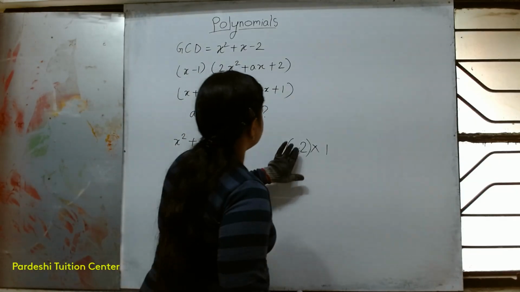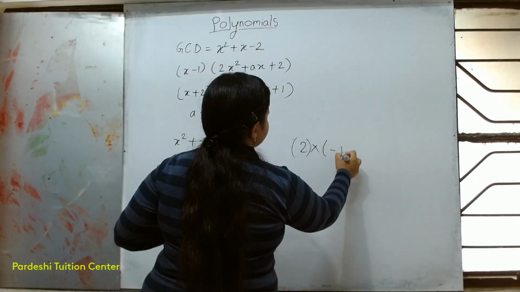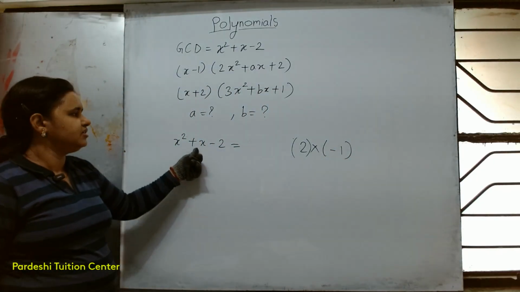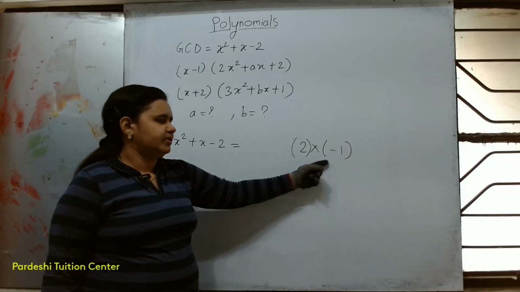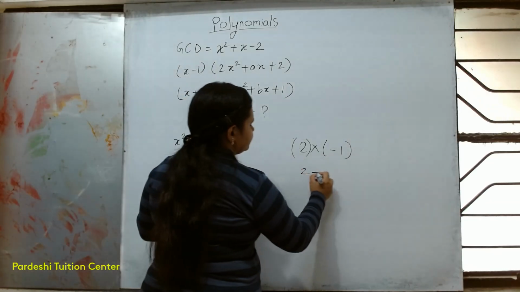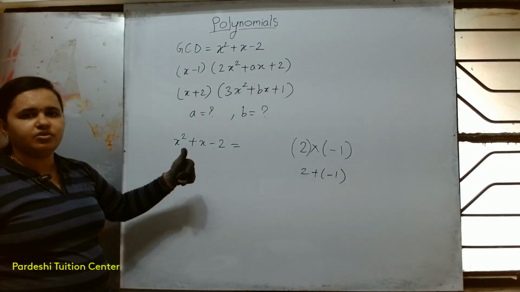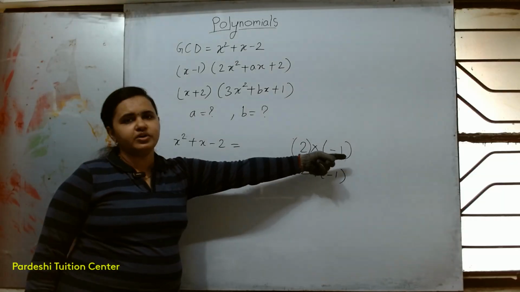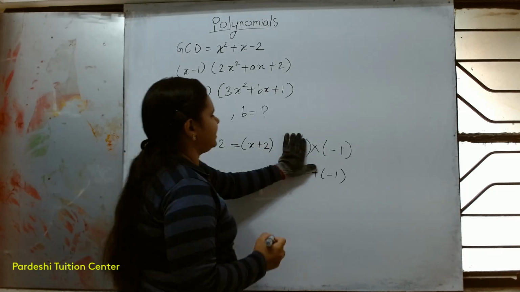I have to take the smaller number as minus because the sum is plus. Okay, 2 into minus 1 is minus 2 and 2 plus minus 1 is 1. So those two numbers are 2 and minus 1. So the factors will be x plus 2 and x minus 1.